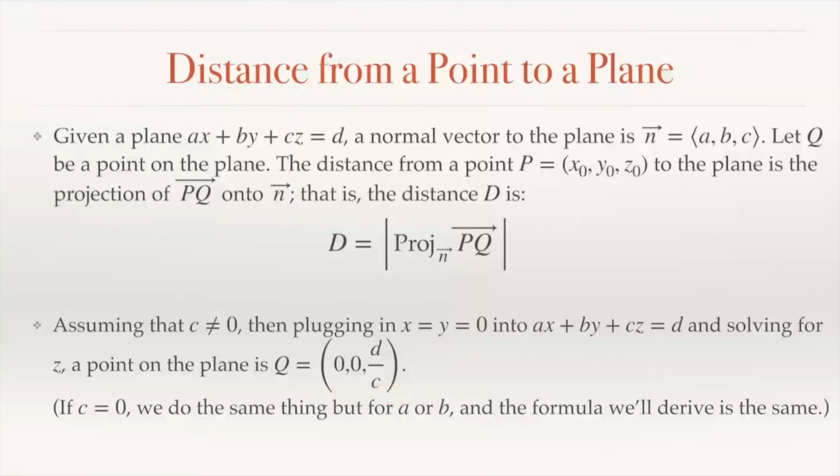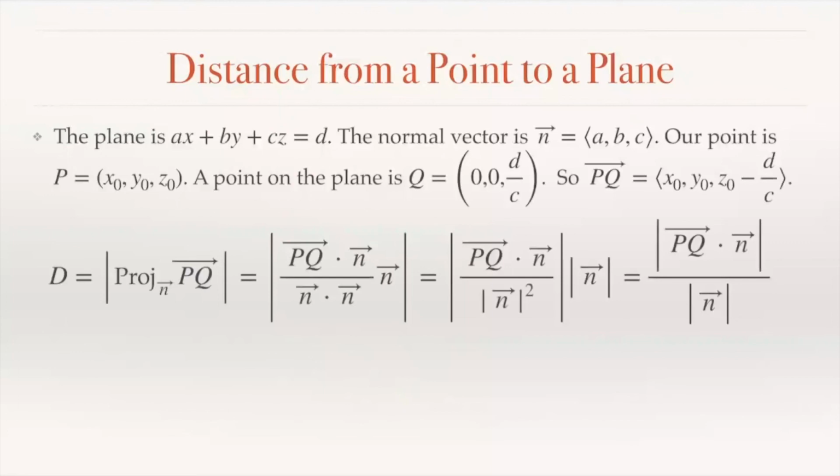So let's use that as Q. And the normal vector corresponding to this equation is, as we've learned, A, B, C, just the coefficients of x, y, and z. And let's call our point P, from which we want to find the distance to the plane, x naught, y naught, z naught. And we know that this is a point on the plane.